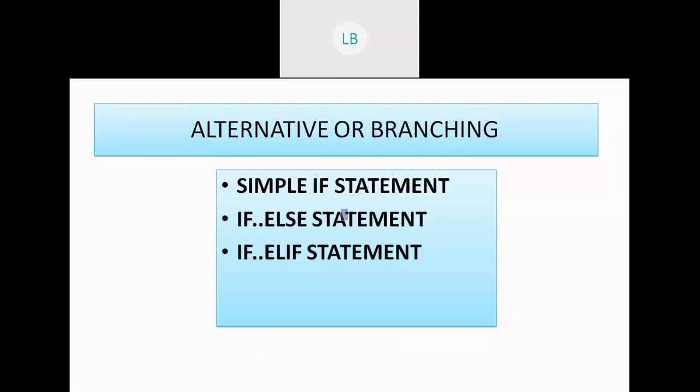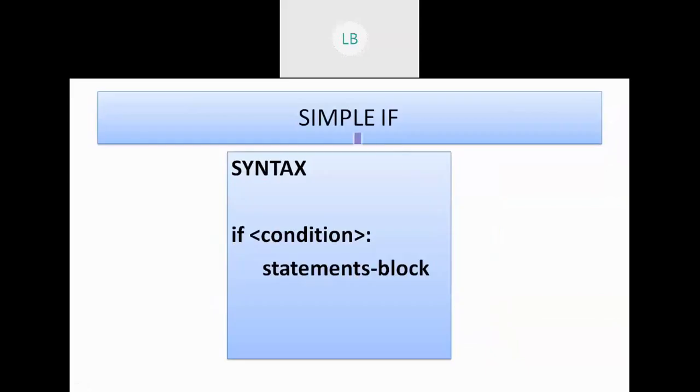Here in branching, you have 3 types. Python provides 3 types of branching statements: simple if, if-else, and elif. What is that simple if? It is the simplest of all decision making statements.